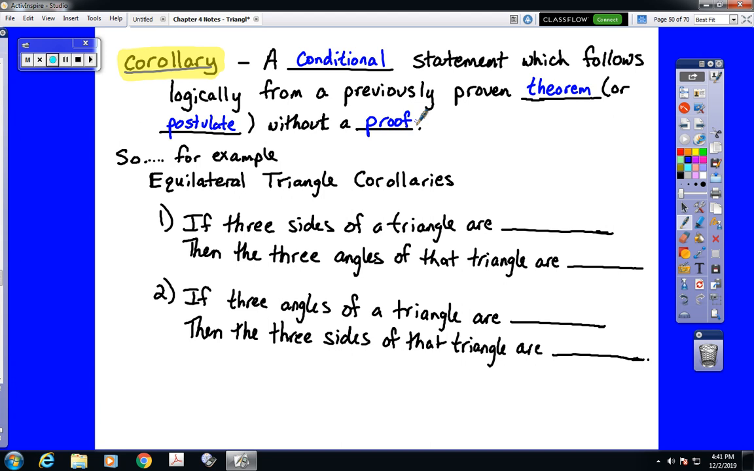So these are the equilateral triangle corollaries, which state that if three sides of a triangle are congruent, then that means that the three angles of that triangle must also be congruent. That's the corollary from the Isosceles Triangle Theorem. And then there's also a corollary for the converse. If all three angles of a triangle are congruent, that is enough for us to state that all three sides of the triangle must be congruent.